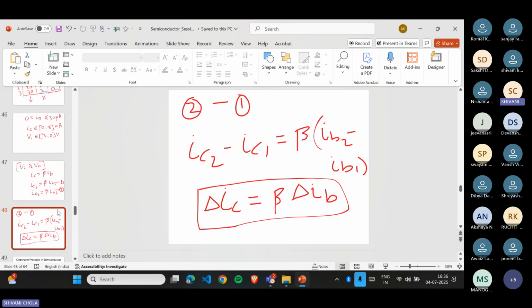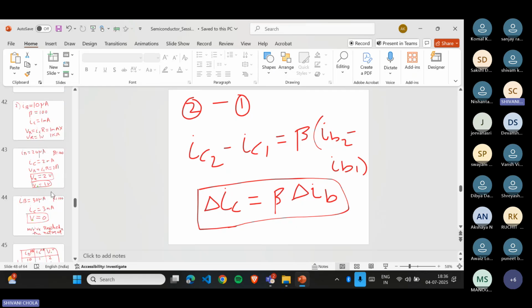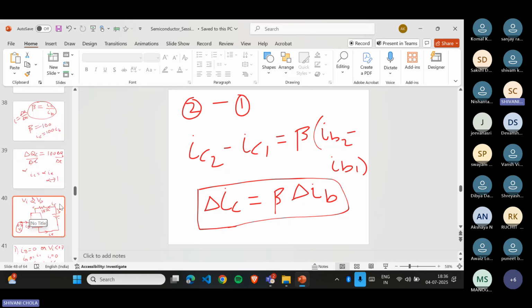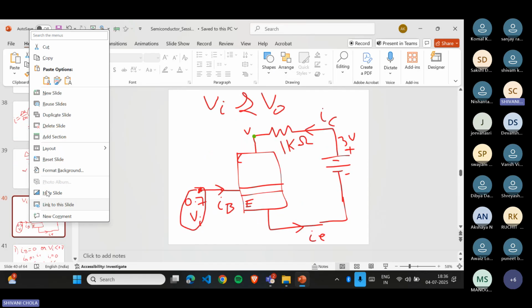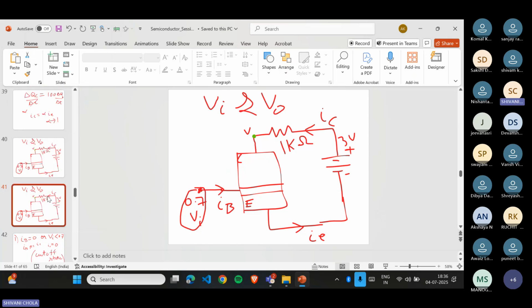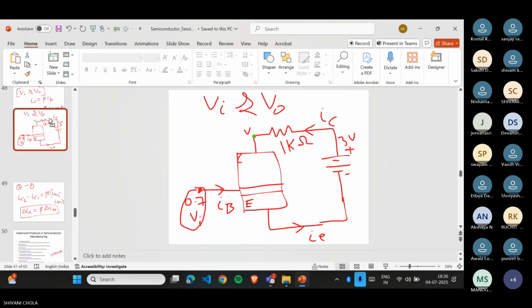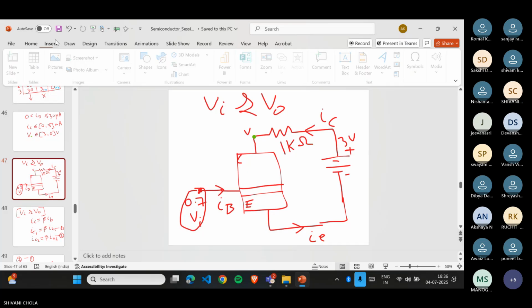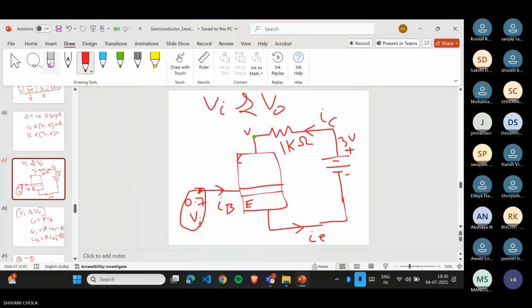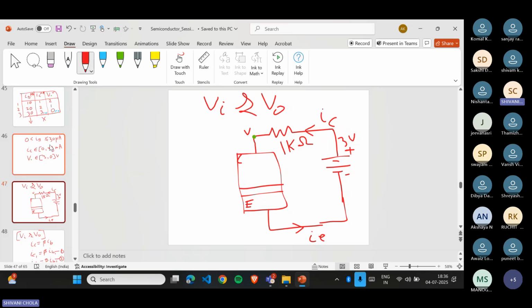So my friend, before moving further, I just want to introduce a small resistor at this point. Let's first duplicate it and erase this part. Since I was explaining the cutoff and saturation part, and I didn't mention the resistor at this base side, now you will have a resistor at this point.